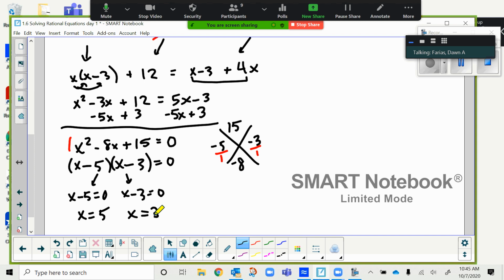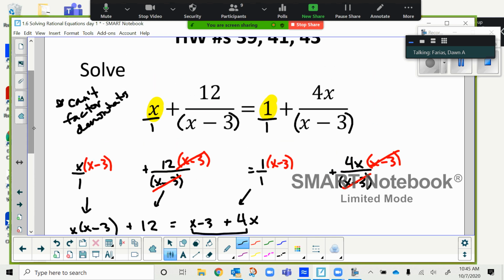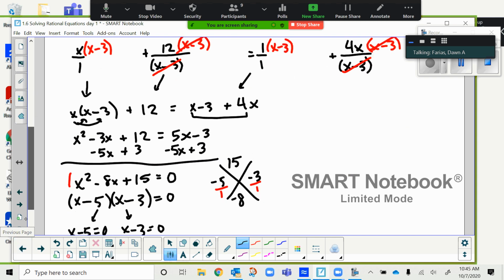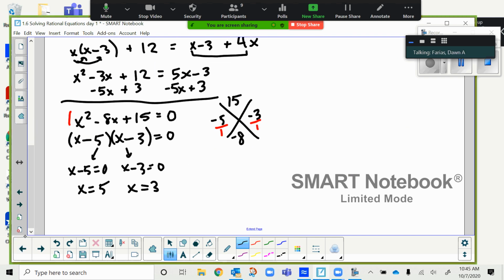So the denominators were, well, there was just one in this one. There was just the x minus 3, right? These are both the same. So we really just need to check that one. So here's my denominator that I'm checking.